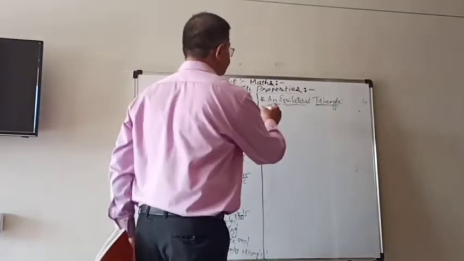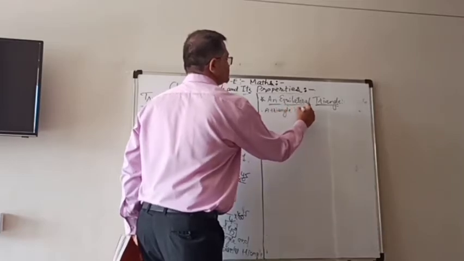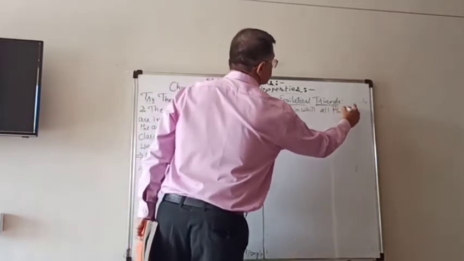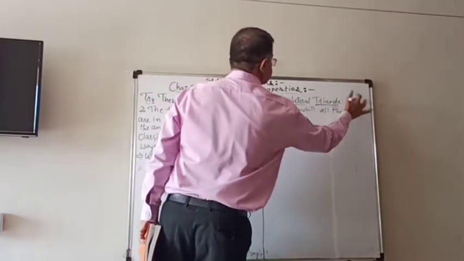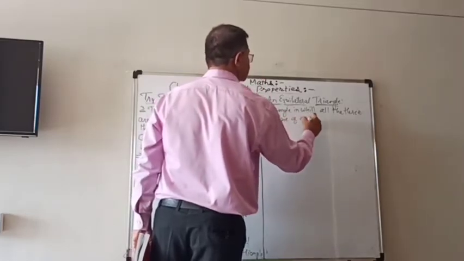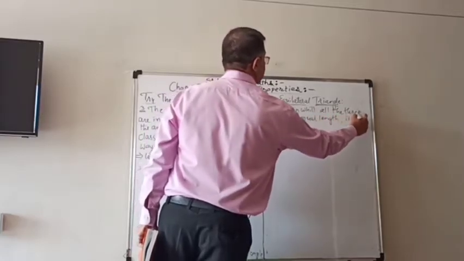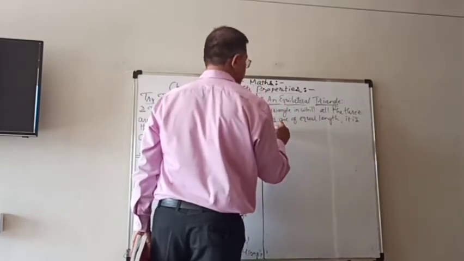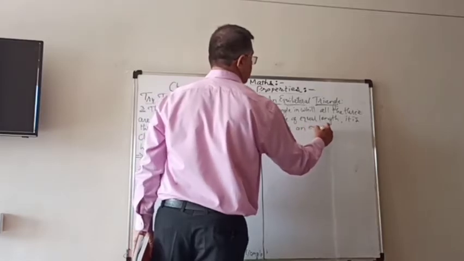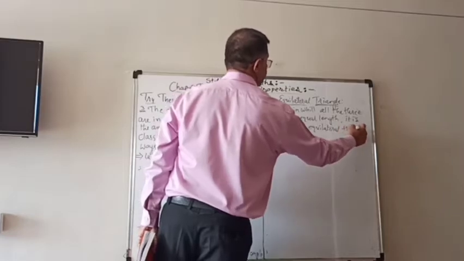So a triangle in which all the three sides are of equal length is known as an equilateral triangle.